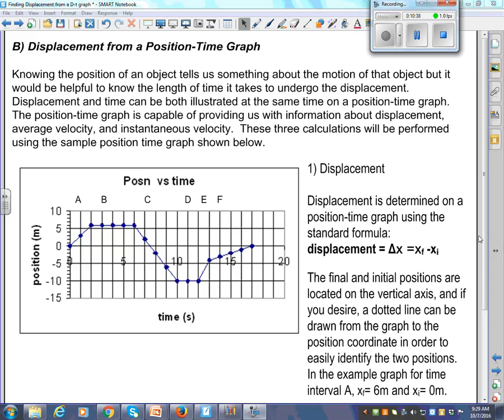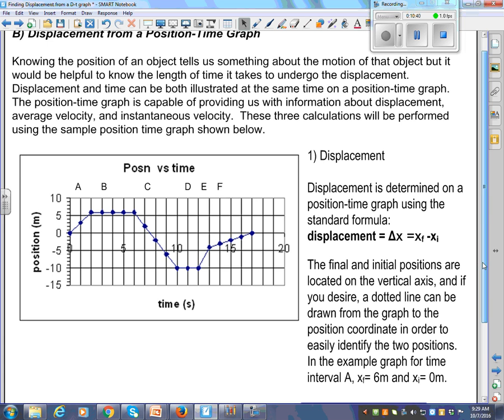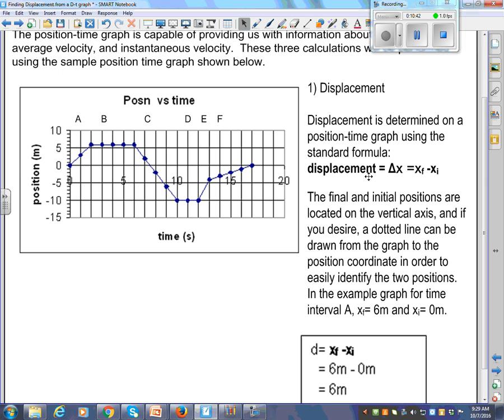Okay, so the first one, displacement. Displacement is determined on a position time graph using the standard formula that you just learned.